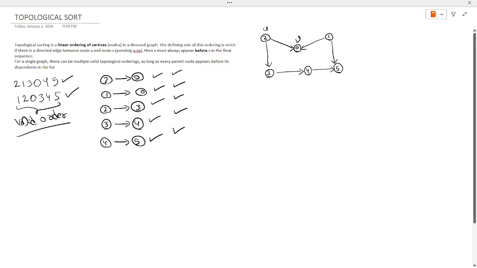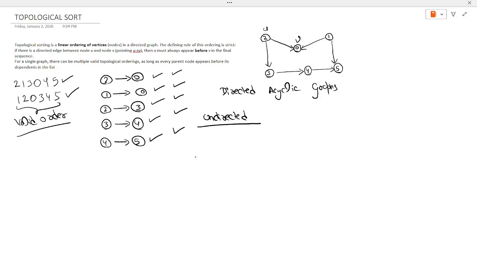Okay. Now here's the catch. Topological sort only exists for directed acyclic graphs. Okay, so now let us first understand what are the two types of graph. So the first one is undirected. So what do I mean by undirected graph? An undirected graph basically says that there is no direction for an edge in the graph.